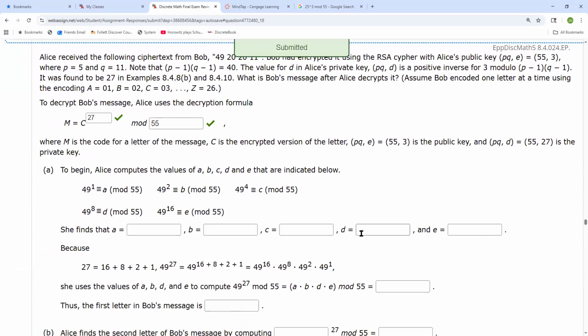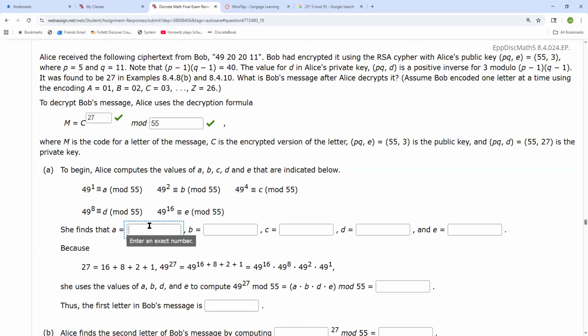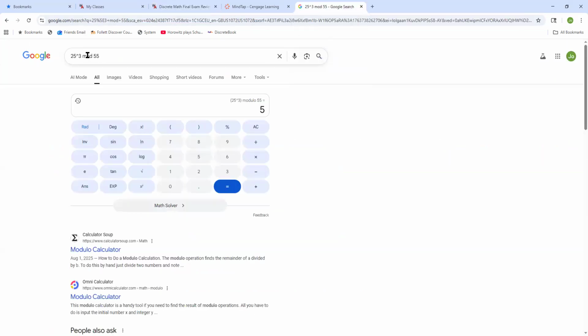Okay, perfect. To begin, Alice computes the values of all those different numbers in the ciphertext: 49, 20, 20, and 11. Take 49, 49 squared, 49 to the fourth, etc. And so what's 49 mod 55? It's a trick question. It's just 49. What's 49 squared mod 55? Well, we can use a calculator, so 49 squared mod 55 is 36.